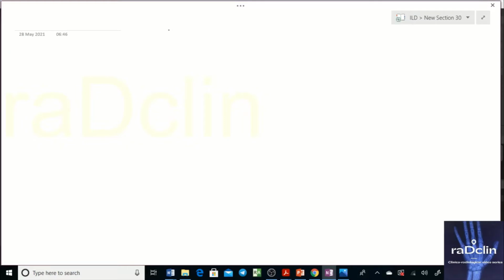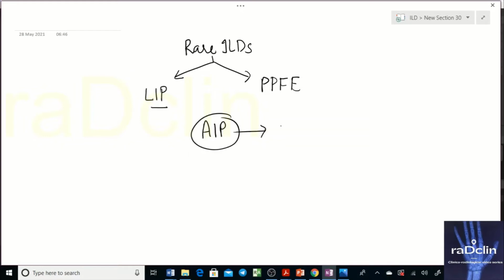The only thing remaining is the rare ILDs. We didn't discuss the rare ILDs, and there are two rare ILDs that we mentioned in the classification. One was LIP, and the second was PPFE. And the one that is remaining is acute interstitial pneumonia, which is part of the subacute and acute ILDs among the major ones. So these three entities are left, and let's finish them.